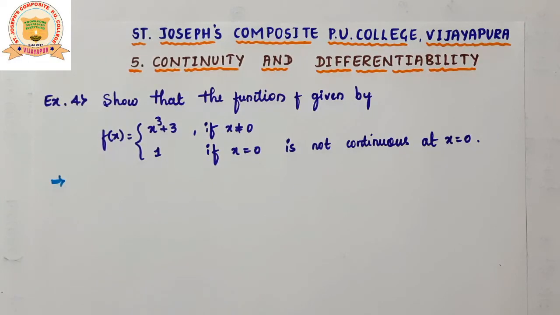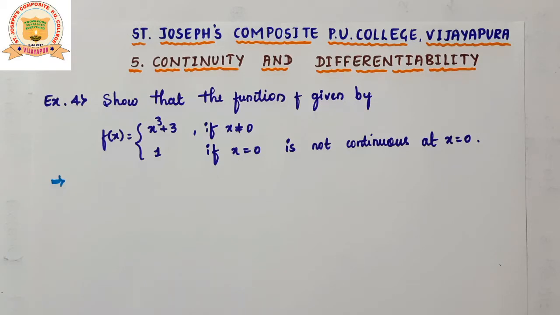Hello everyone. Now we are discussing chapter 5, continuity and differentiability. In the previous class, we discussed the concept of continuity and we solved some examples on continuity. Three examples are over in the last session. Now we will start this session with example number 4.